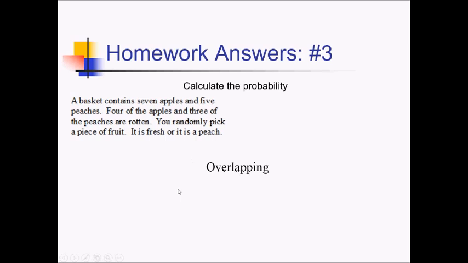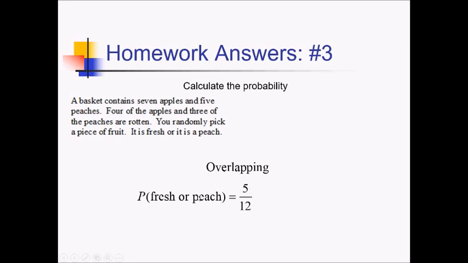So putting this all together now, probability of fresh or peach. Overall total number of outcomes, we had 7 apples and 5 peaches. 7 plus 5 gives us 12 fruits to choose from. And the probability of being fresh, well, let's see here. This is going to take a little bit of work. They said that 4 of the 7 apples were rotten. That means 3 of them were fresh. 3 of the 5 peaches were rotten, so 2 of them are fresh. So we have 3 fresh apples, 2 fresh peaches. That's 5 fresh fruits overall.